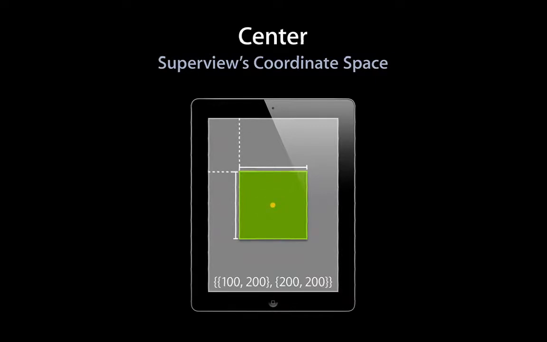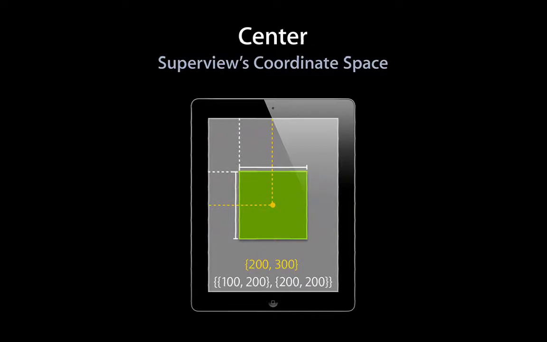So the first is the center. Now, center is a point in the superview's coordinate system that defines the location of your view within its superview. And because it's called center, it defines the center of that view. So in this case, our center is 200, 300, exactly, because it's right in the middle of that view, and it's defining the location in our superview.